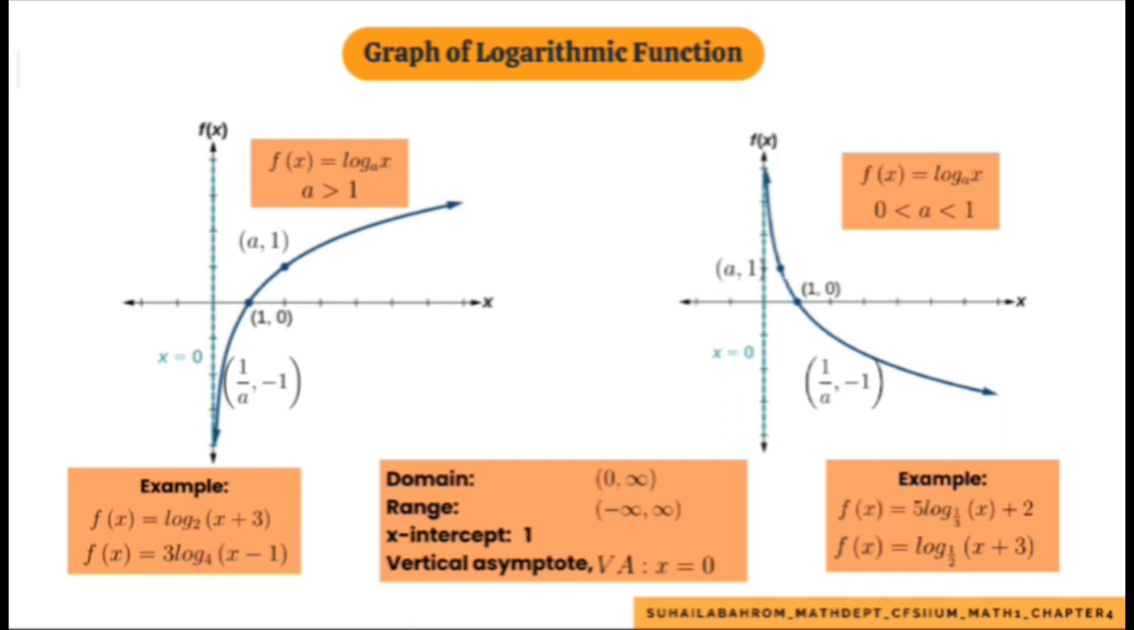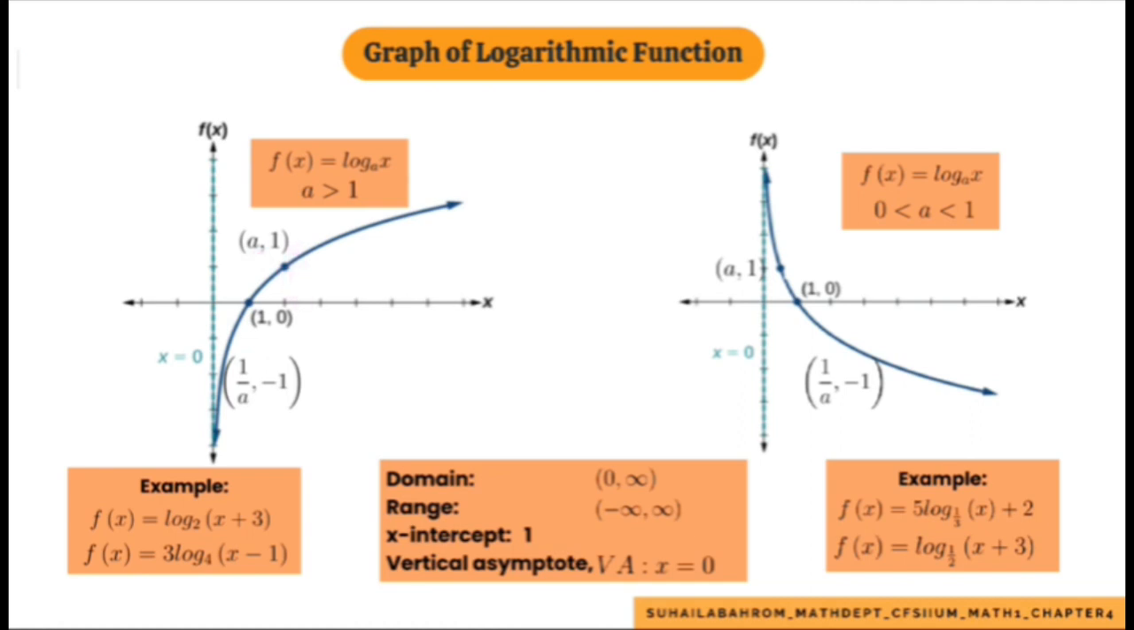So in general, for the graph of the function log x with the base a, when a is greater than 1, we have 3 basic points here. The first coordinate here is (1/a, -1), and we have the x-intercept for the graph of log with the value of 1. Therefore, the coordinate here is equivalent to (1, 0), and the next coordinate here we have (a, 1).